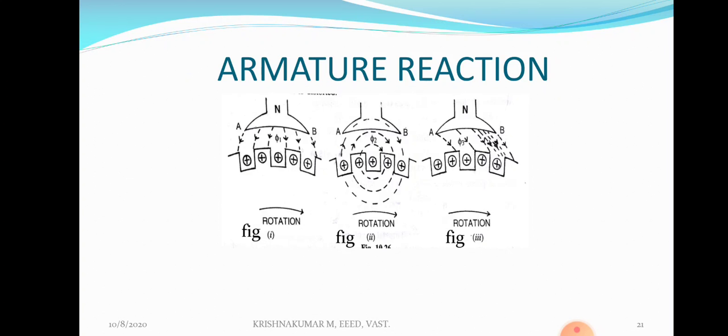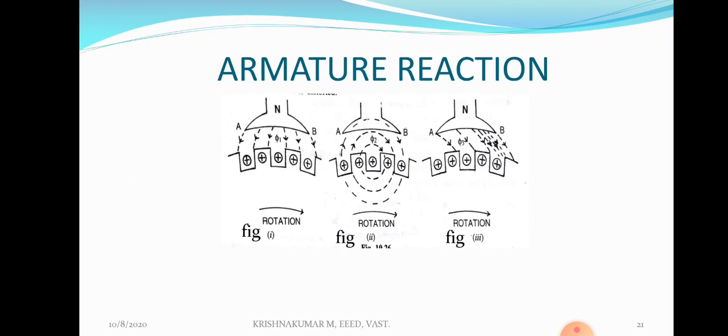The increase in flux density at B is less than the decrease in flux density at A. Therefore, the resultant flux is decreasing, so phi 3 is less than phi 1. That effect is known as demagnetization, and EMF is decreasing. From the figure, it is very clear that phi 1 is totally disturbed and it is represented as phi 3. So phi 3 is a totally disturbed flux.